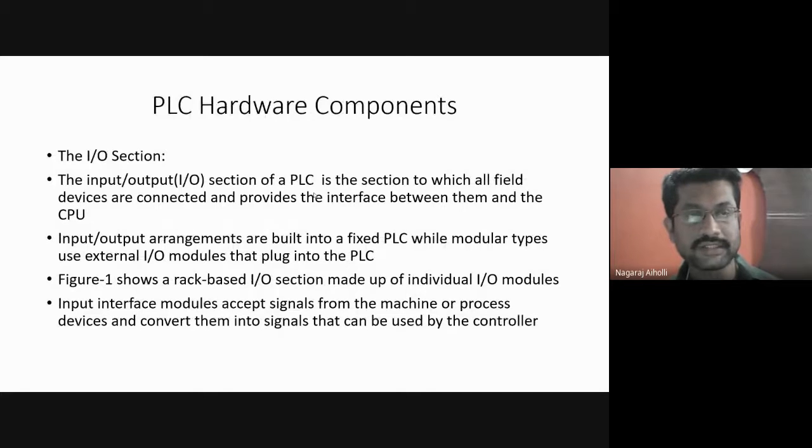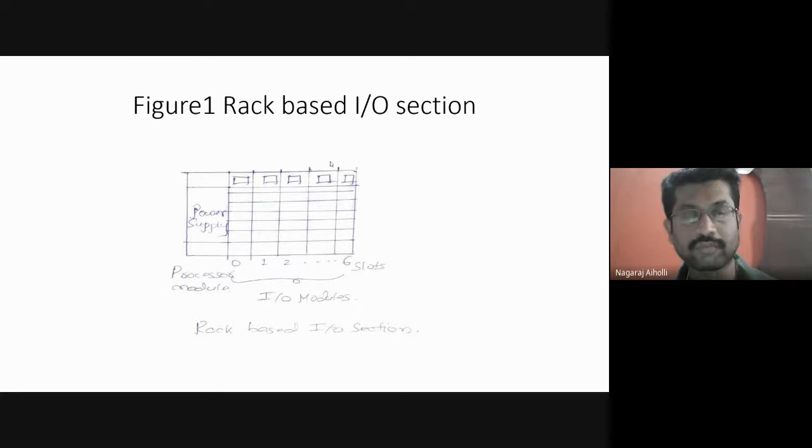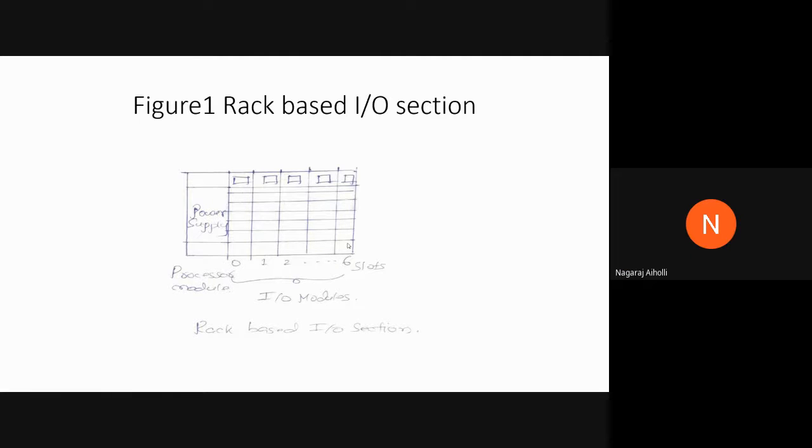PLC hardware components: the input output section to which the field devices are connected. We have particularly discussed the rack based IO section, wherein the input output section or module is divided in the form of a rack arrangement, and we have slots. It is as good as placing books on the shelves of your rack. In one rack you place one set of books, and in the second rack you place a second set of books, like that. That is called the rack based IO section.